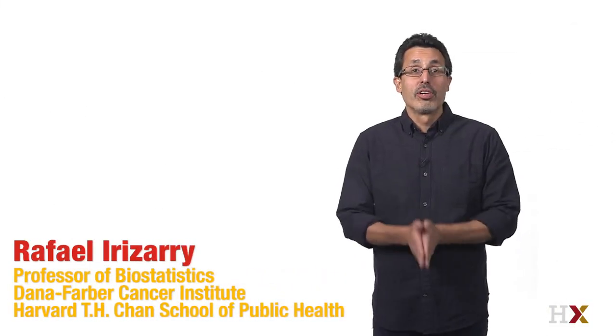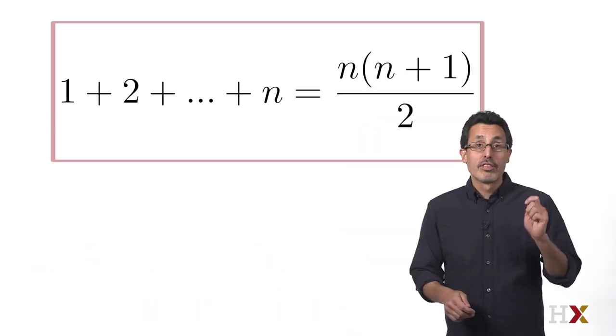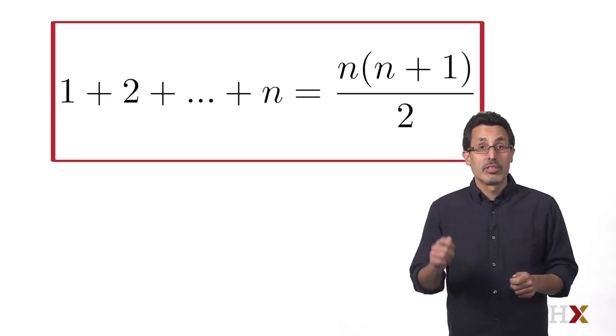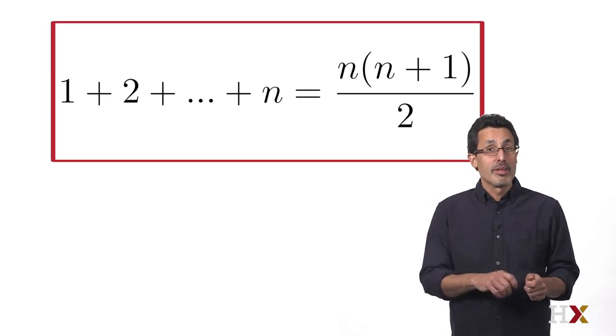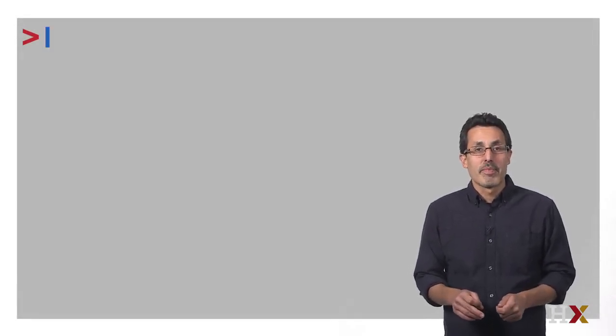In this video, we're going to learn about for loops. We're going to use an example from math. There's a formula that tells you what the sum of 1 plus 2 plus 3 plus ... plus n is. The formula is n times (n plus 1) divided by 2. But what if we weren't sure that that was the right formula? How could we check? We're going to use R to check.